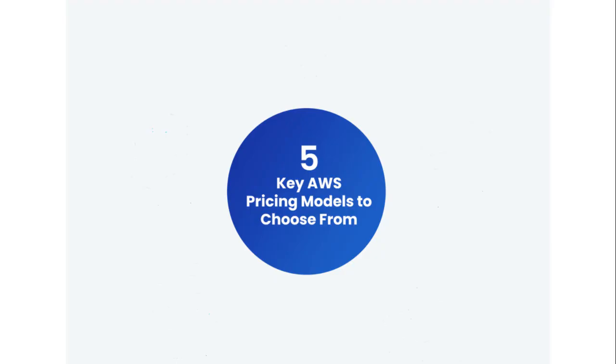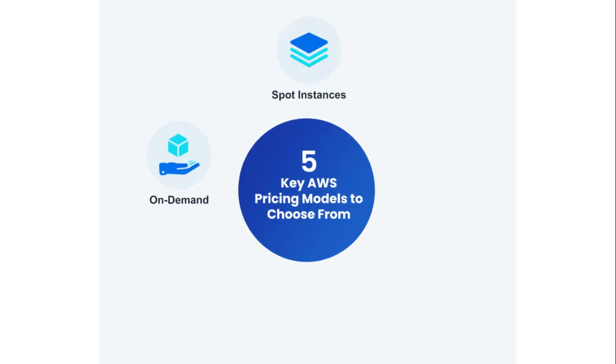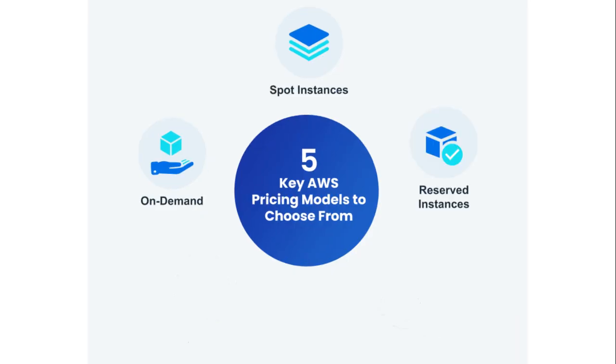Pricing models for EC2 instances. AWS provides flexible pricing options to suit different usage patterns. 1. On-demand instances: pay by the hour or second with no commitment, suitable for short-term or unpredictable workloads. 2. Spot instances: purchase unused EC2 capacity at significant discounts, ideal for non-critical tasks that can handle interruptions. 3. Reserved instances: commit to a 1 or 3 year term to save costs, perfect for steady, predictable workloads.